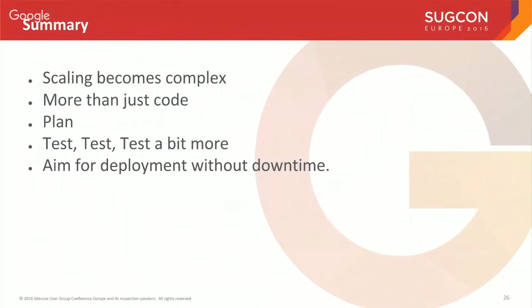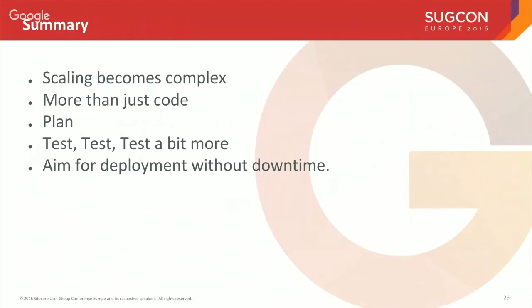Okay, so a summary of the things I hope I've got across to you guys: scaling becomes complex. When we get to geographically distributed data centers, we're dealing with a lot of servers, a lot of different roles, a lot of replication. We've got to make sure that data gets everywhere. It's going to become a big job.